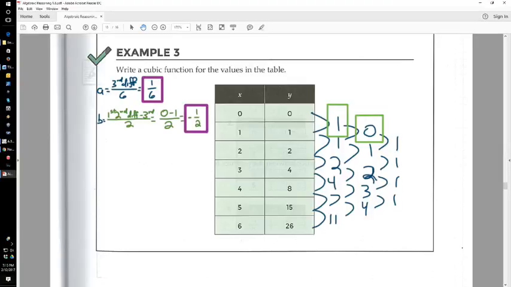Okay? Your C value. C value equals the very first difference. Then we're going to subtract A and subtract B. So your very first difference, we blocked it over there in green, so that's 1. Minus your A value, so minus 1/6. Minus your B value, minus negative 1/2. So that's 1.5 minus a third.